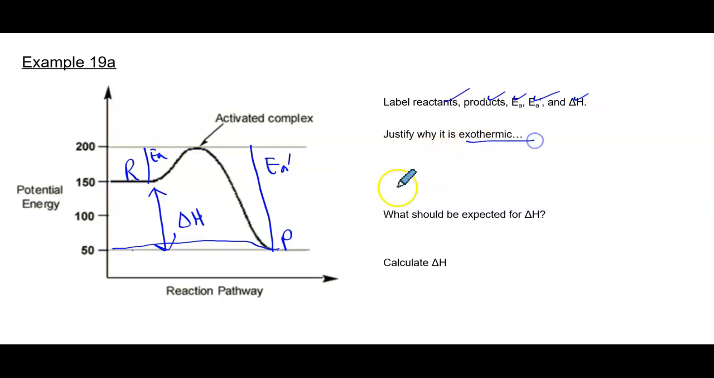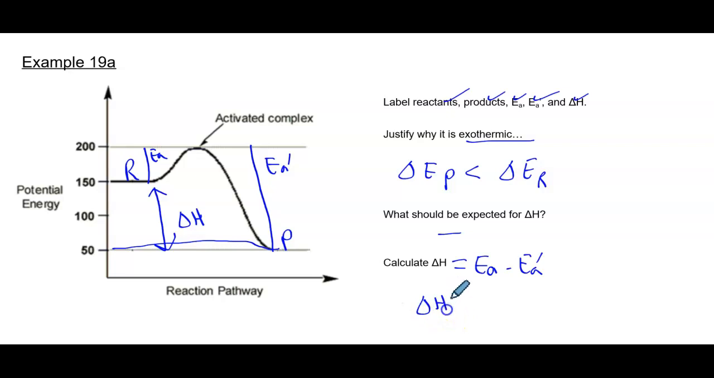Justify why it's exothermic. Remember, to do that, we're always thinking about the change in energy of the products versus the change in energy of the reactants. This is less than. We expect this to be negative because it's exothermic. To calculate delta H, we're going to say E sub A minus E sub A prime. Now, we're going to calculate it using our diagram here.